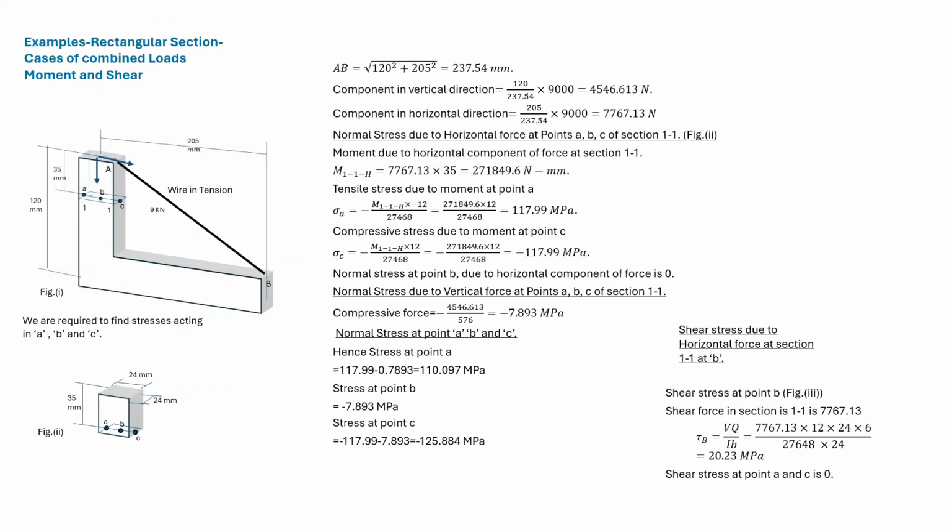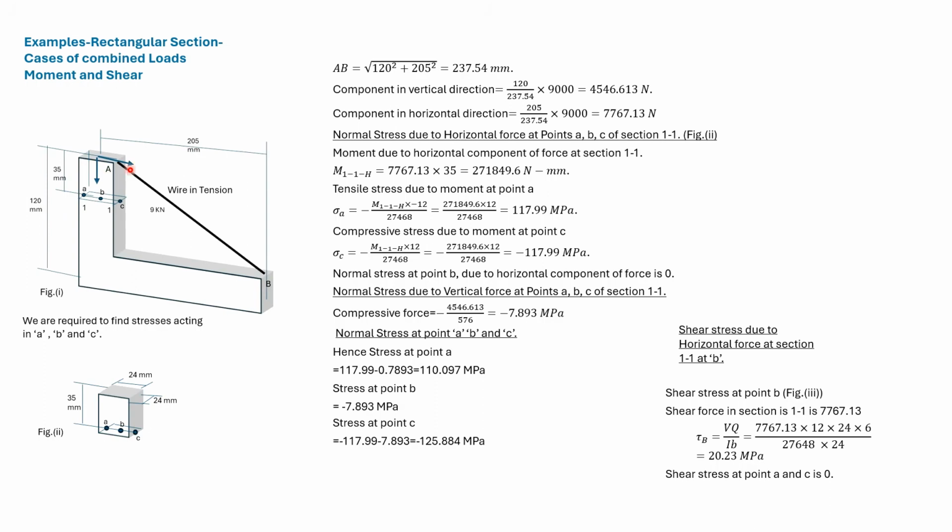This is a case of a rectangular section subjected to moment and shear. So here we have a rectangular section and this wire is in tension. There are forces acting at A and B. We are required to find the stresses at small a, b, and c. To start with, we find the length of AB. Once we have the length of AB, we find the component of this force in the vertical and the horizontal direction.